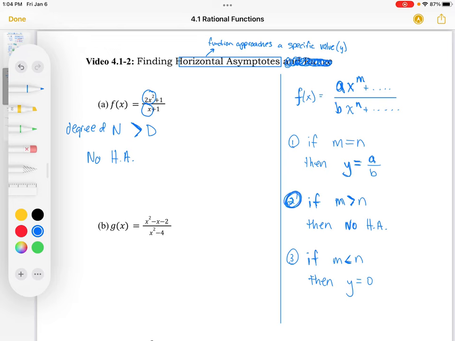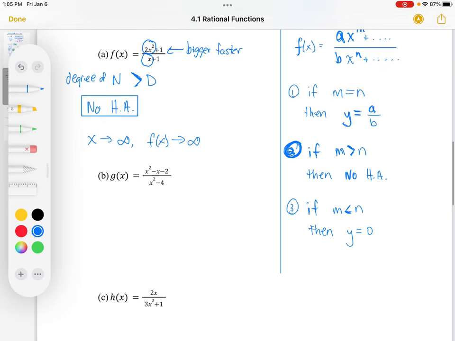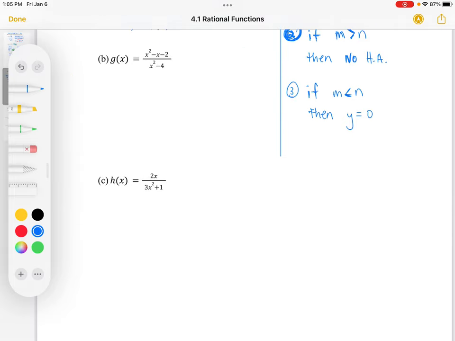That is our second bullet here, off to the right in our notes. So there's no horizontal asymptote. Why is that? Well, if you plugged in some values for x into this function, the numerator gets bigger a lot faster than the denominator. And when the numerator gets bigger faster, the value of this fraction just goes up and up and up, and f of x just gets greater and greater, so it approaches infinity. So we could even write that as x gets bigger and bigger, the value of the whole function gets bigger and bigger. But we're asked to find the horizontal asymptotes, and in part A there was not one. Part B, let's look at part B.